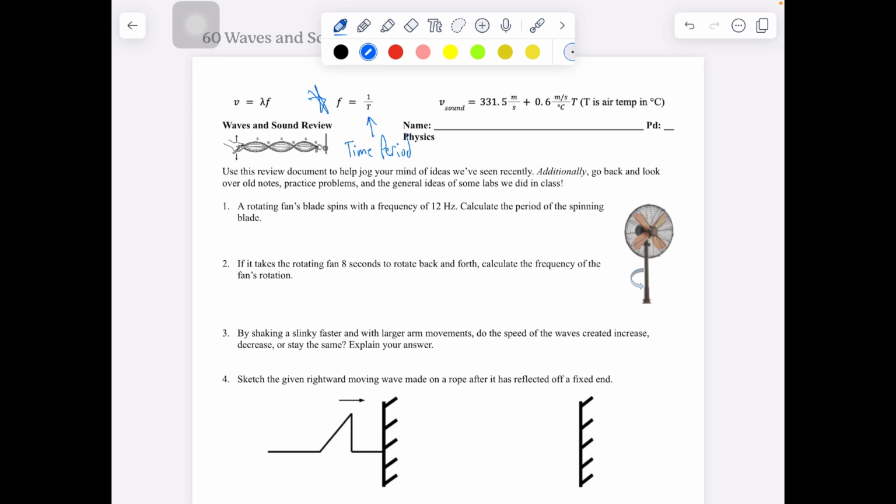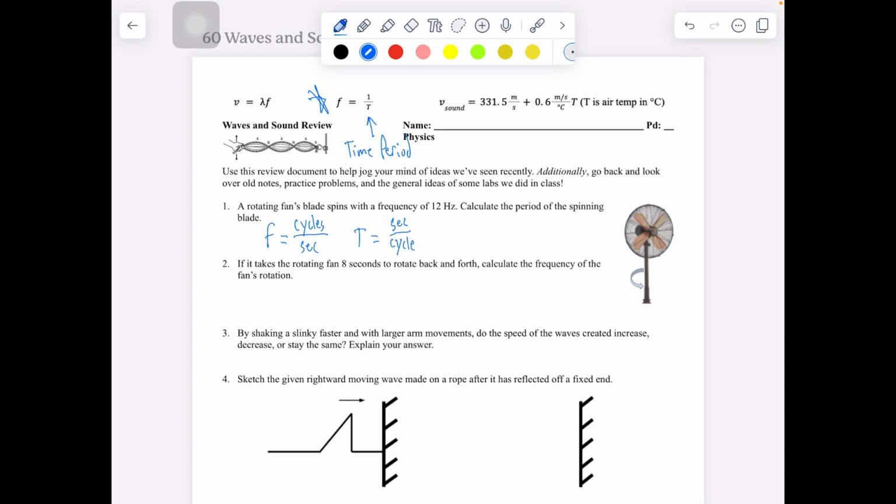The frequency is the opposite of that. The frequency, and this is our definition of frequency really, is how many cycles occur in some unit of time. Really, that is cycles per second. So, if a rotating fan's blade spins with a frequency of 12 Hertz, calculate the period of the spinning blade. The period is going to be the inverse of that, where frequency is cycles per second. Time period is going to be the seconds per cycle. And these equations are really where you want to start with frequency and time period.